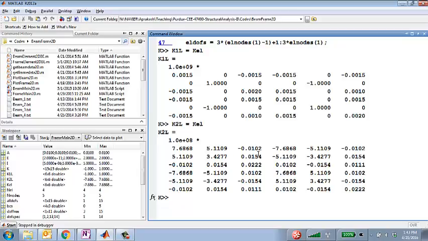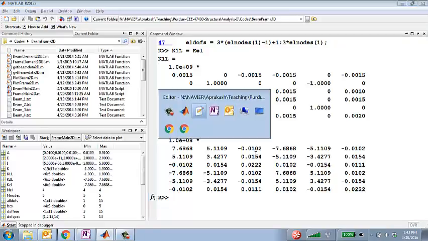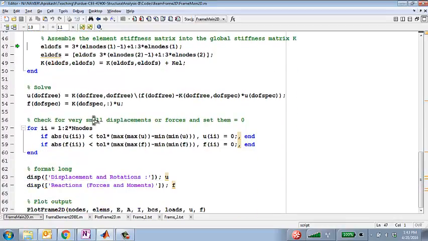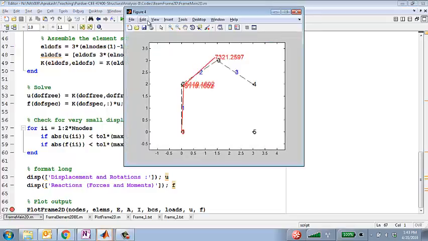I think the easiest way would be to let MATLAB run the plot program, and then I can show you how to do that. All right, let me remove this breakpoint and go to this plot line. Let me run it out to there, and then we'll go inside this plot program.